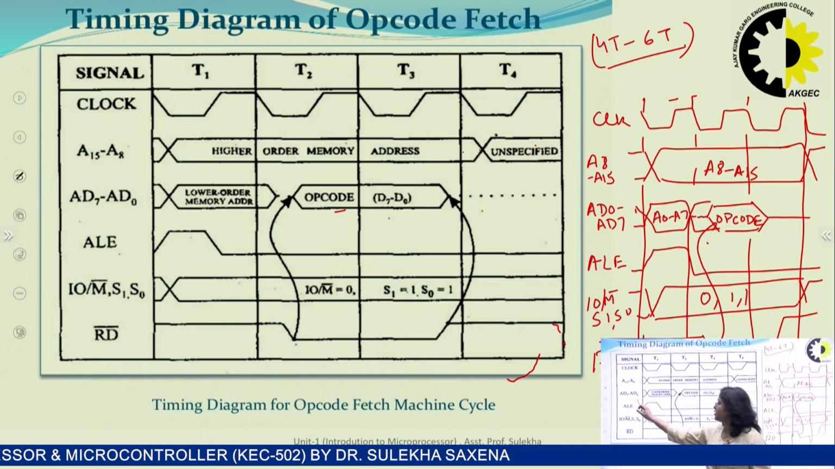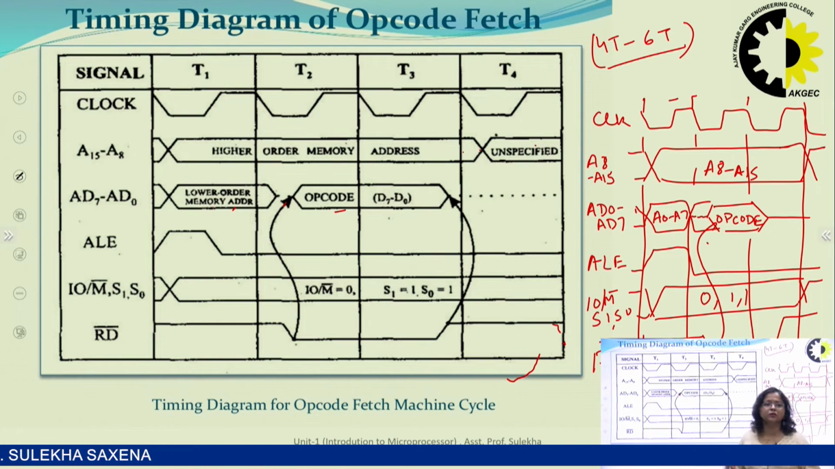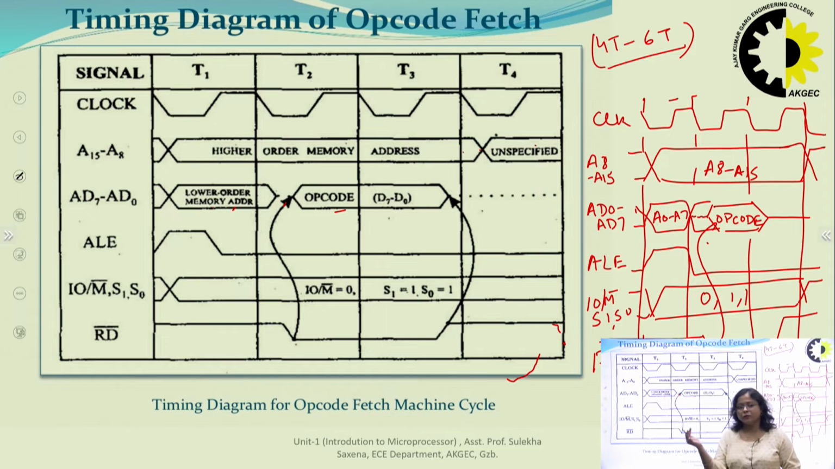Then lower order address data multiplexed bus. In first T state, the lower order memory address will be loaded in T1 cycle. Since this is a read operation, data is read from memory to processor, and memory is slower. So there is a wait state which is incorporated by this floating state, and after that opcode is available on data bus. So T2 and T3 are fixed for data bus.